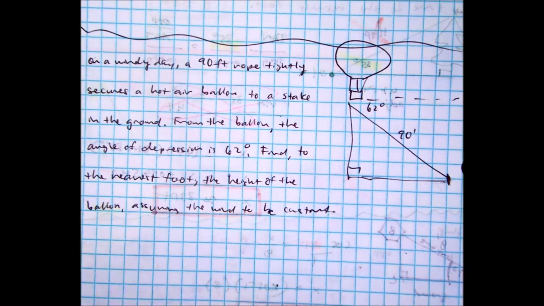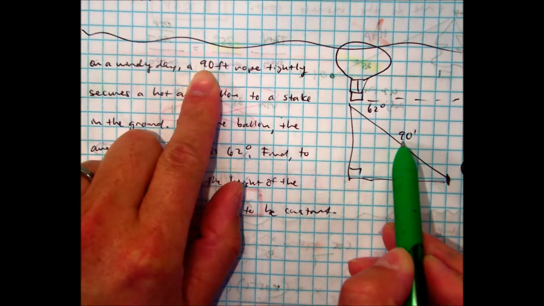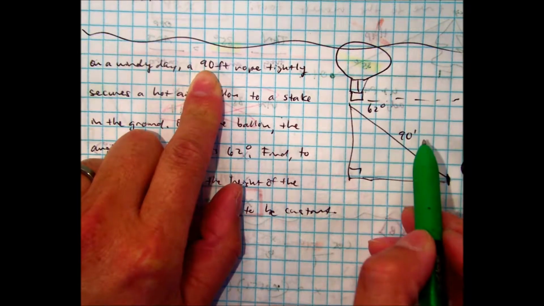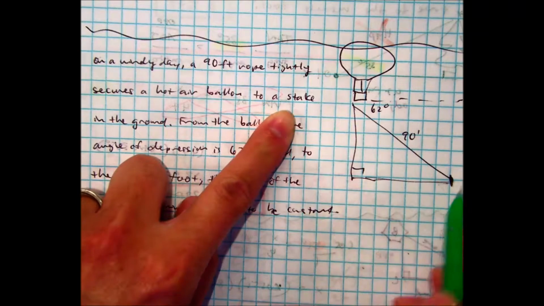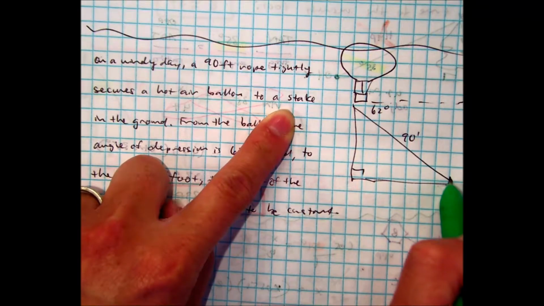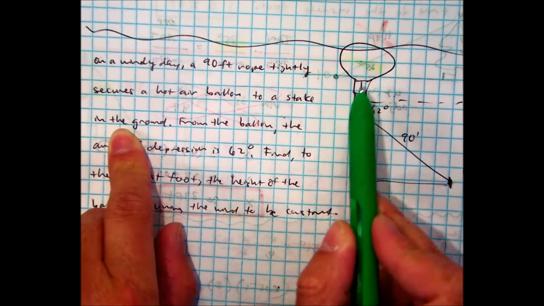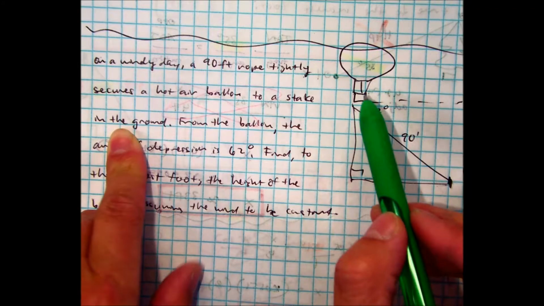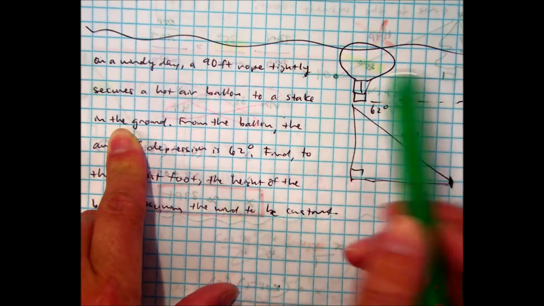Alright, on a windy day, a 90-foot rope, and this is 90 feet, that's the symbol for feet, tightly secures a hot air balloon to a stake. So this keeps the string down, and so maybe you and your project partner are, or maybe romantically you're asking someone to prom, right, in a hot air balloon. That'd be kind of cool. And it's got to stay up there, right? You don't want it to fly away.